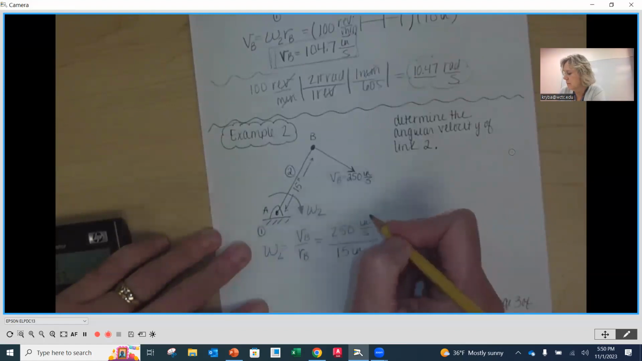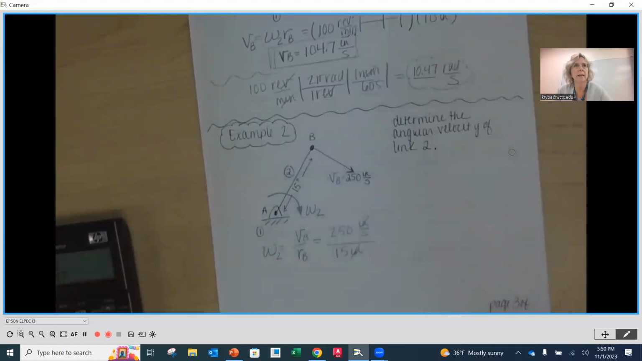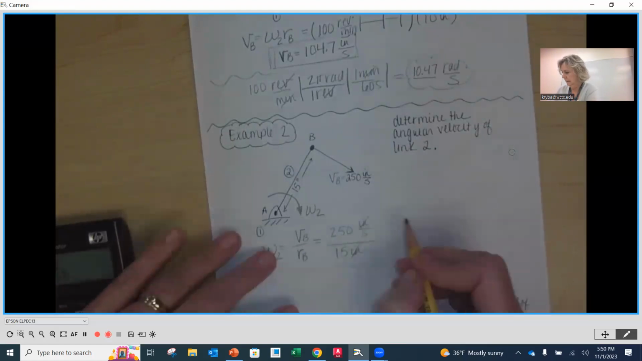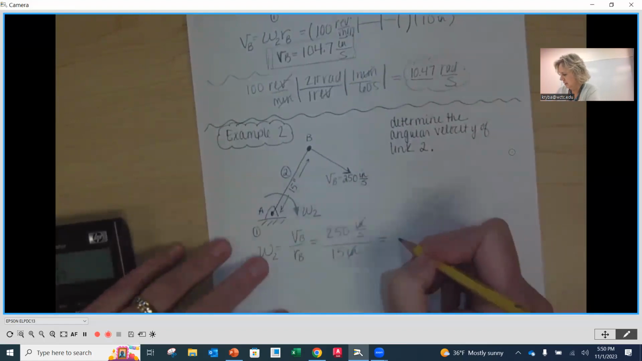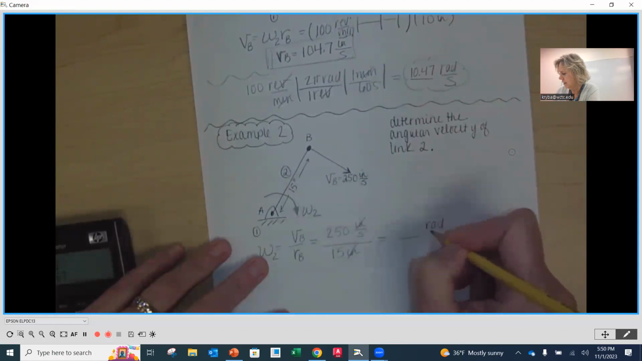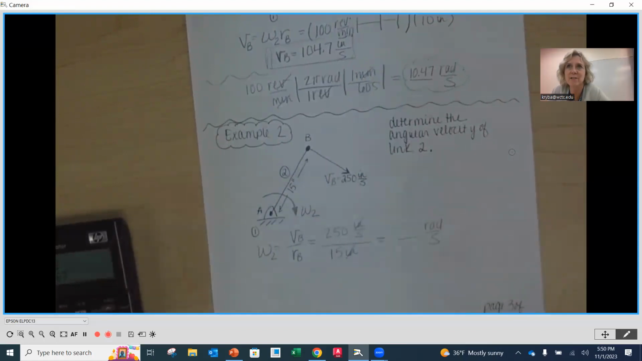Canceling top to bottom, my inches are going to cancel. I'm going to have nothing per second, or what is it actually? Oh, radians, sorry. It's going to be whatever our number is, radians per second. It magically appears when there's nothing there. And what is the number that you guys get? Yep.